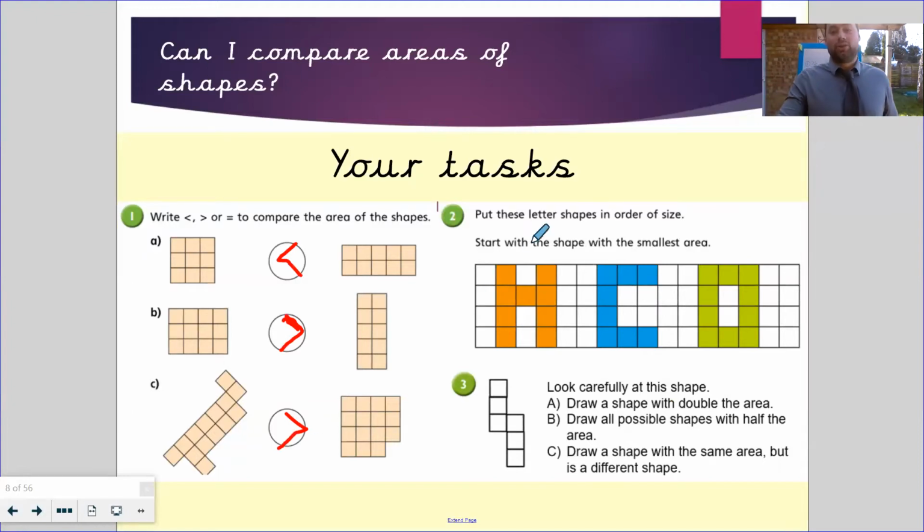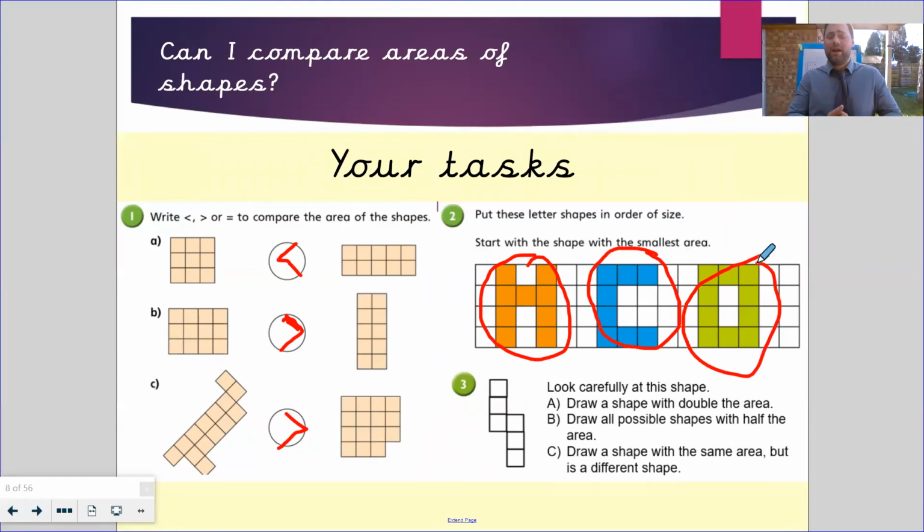Okay, question 2. Put these shapes in order of size. Start with the smallest area. So let's work them out. 1, 2, 3, 4, 5, 6, 7, 8, 9. And then we've got 1, 2, 3, 4, 5, 6, 7, 8. And then 1, 2, 3, 4, 5, 6, 7, 8, 9, 10. So shape C should be your shape that you draw first. It's then shape H, and then it's O.